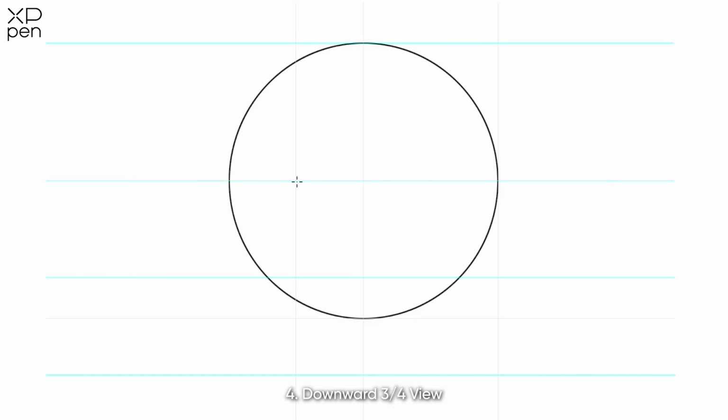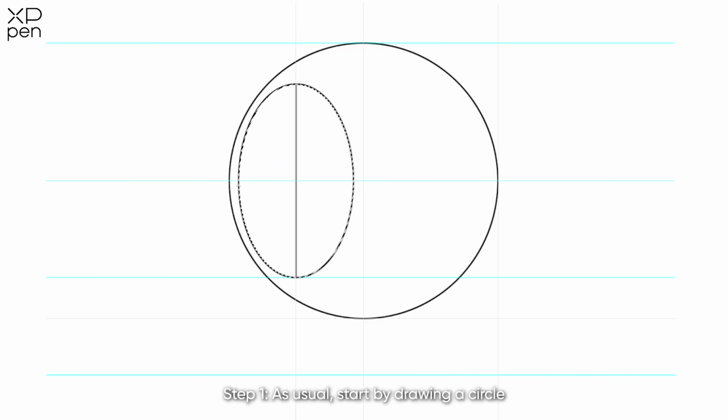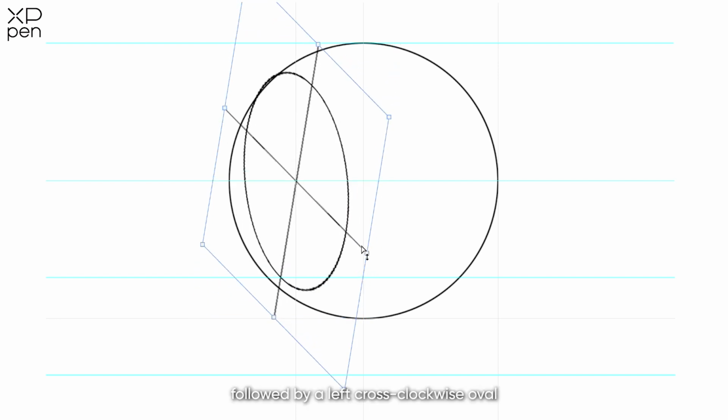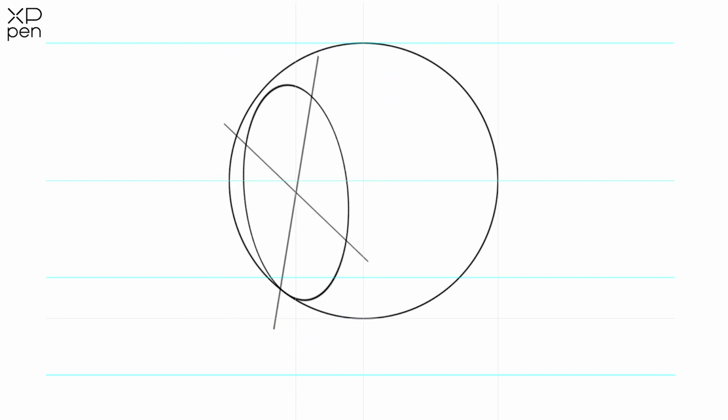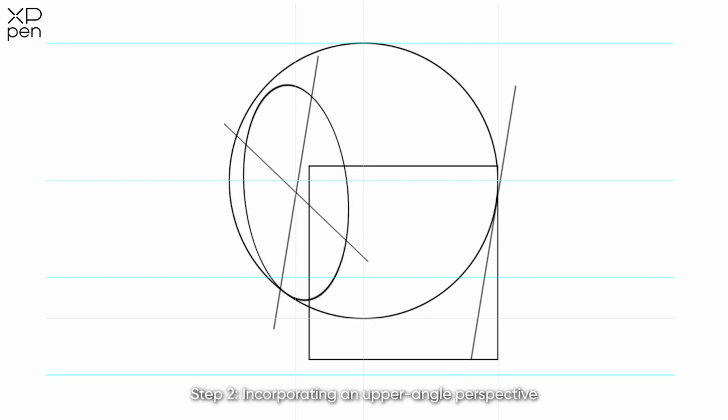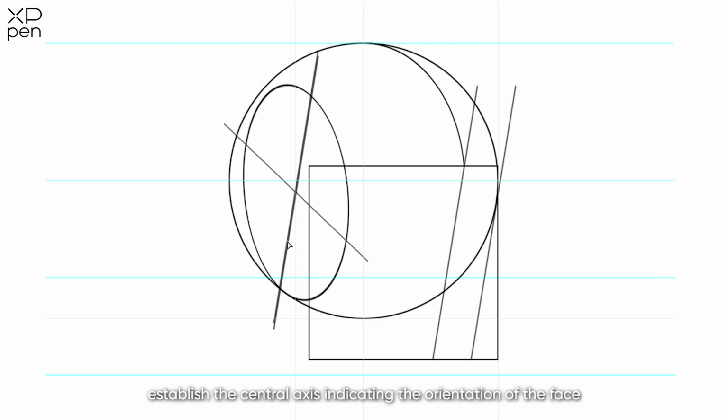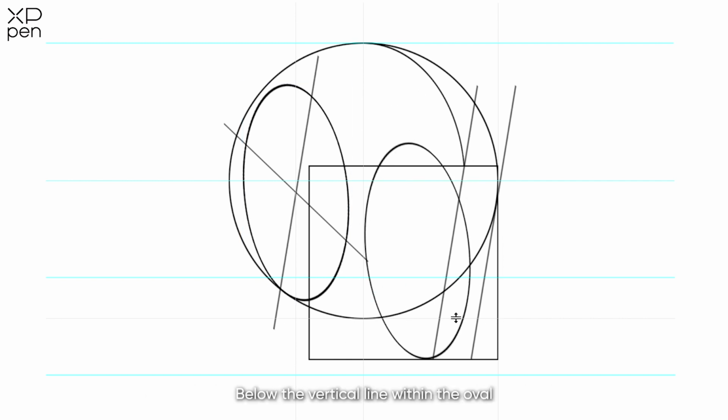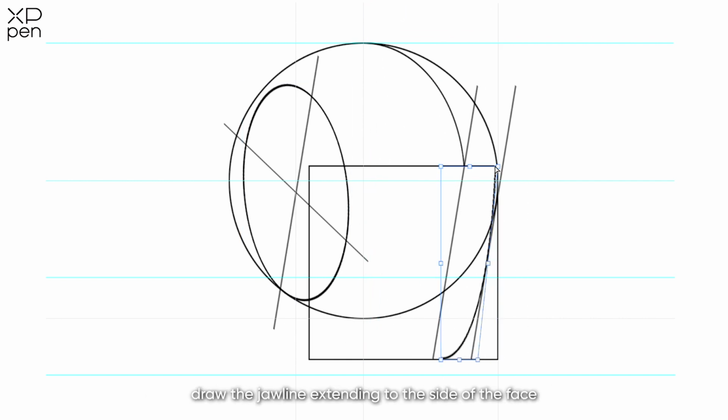4. Downward 3/4 view. Step 1. As usual, start by drawing a circle, followed by a left cross-clockwise oval. Step 2. Incorporating an upper angle perspective, establish the central axis indicating the orientation of the face. Below the vertical line within the oval, draw the jawline extending to the side of the face.